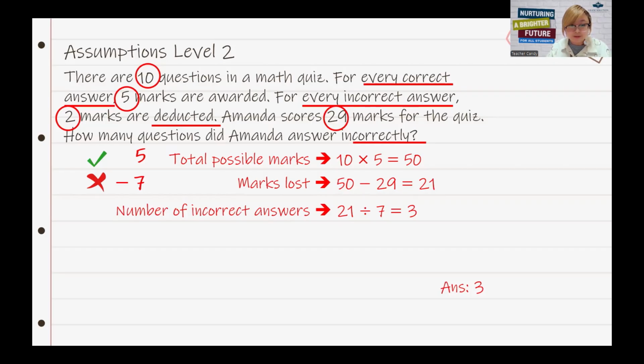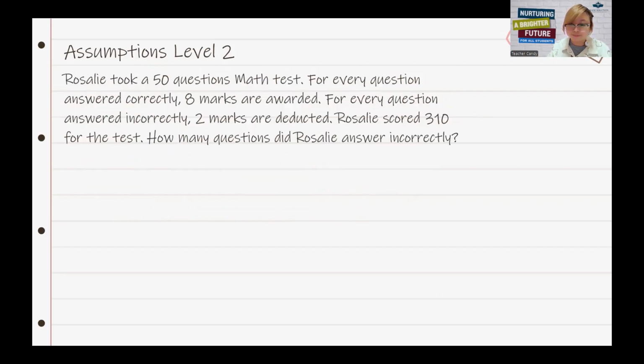So my final answer is 3. Okay? Now let's take a look at this question. I would like you to try it by yourself. If you manage to get the answer, you can leave it in the comments below.